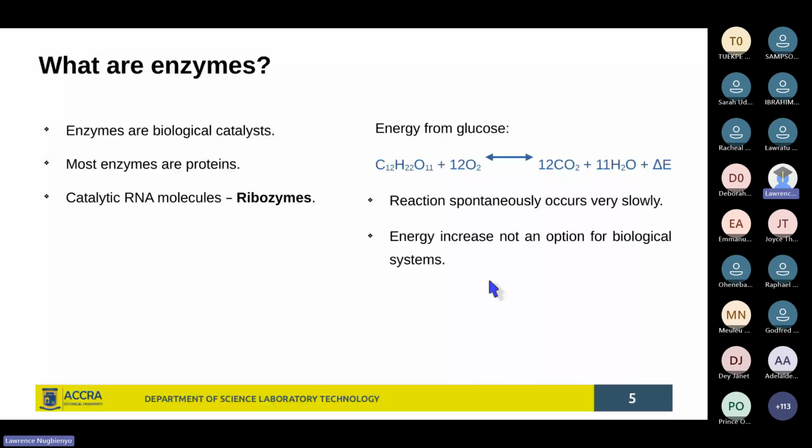So there has to be these chemical reactions that are occurring at a very, very fast rate and coordinated such that life will be sustained. So you can see how really, really important enzymes are as far as the sustenance of life is concerned.